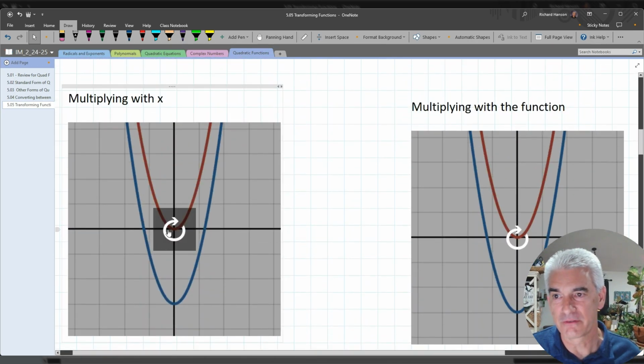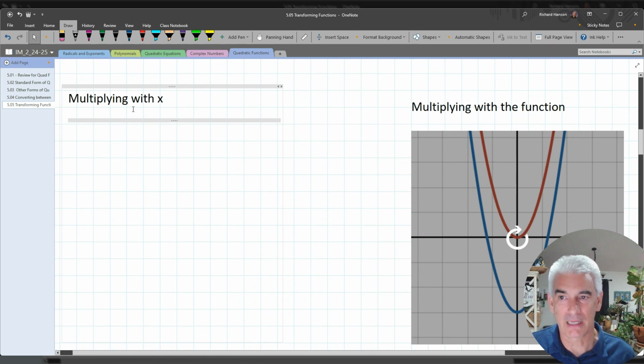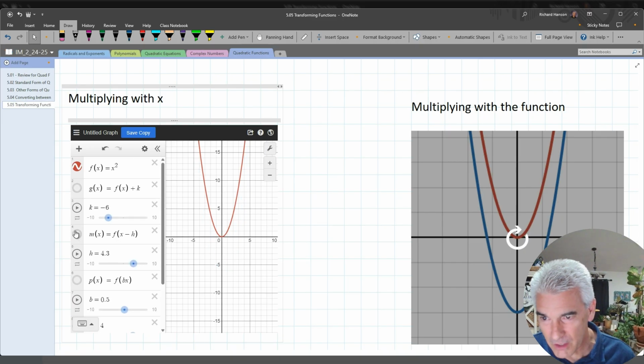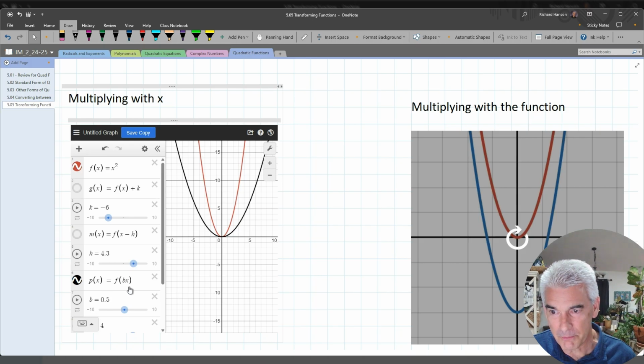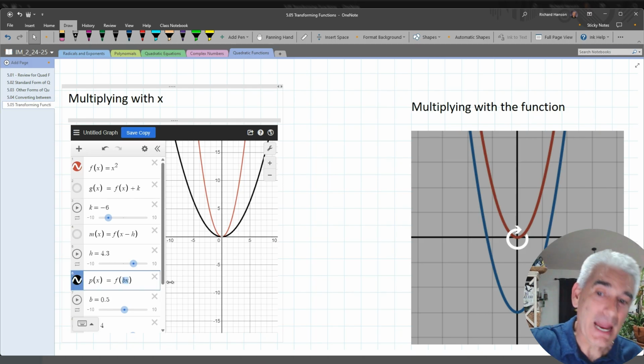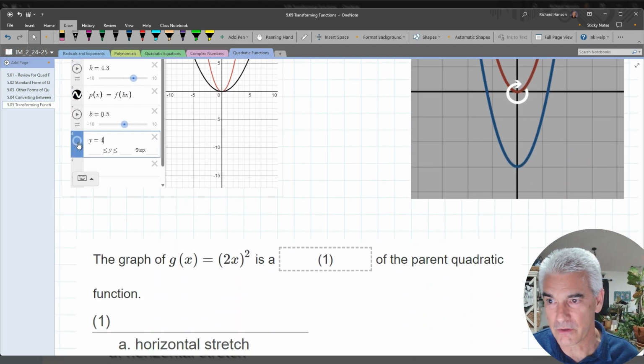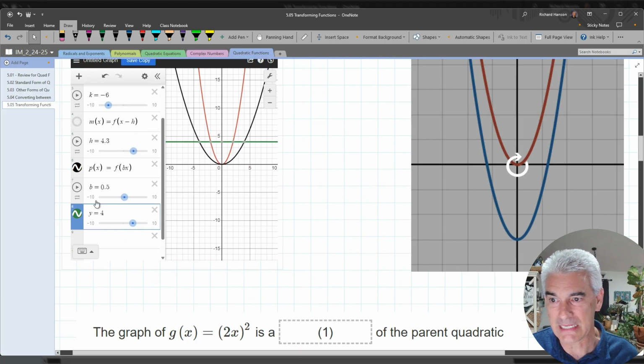Here is an example of me multiplying with x first. This is really, really tricky. So again, I'm going to turn this one off and turn this one on down here. Notice I'm taking whatever b is and multiplying b times x, then I plug it into the function. And I want to turn this equation on as well, y equals 4.